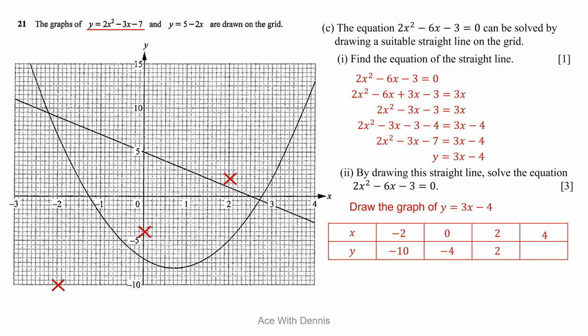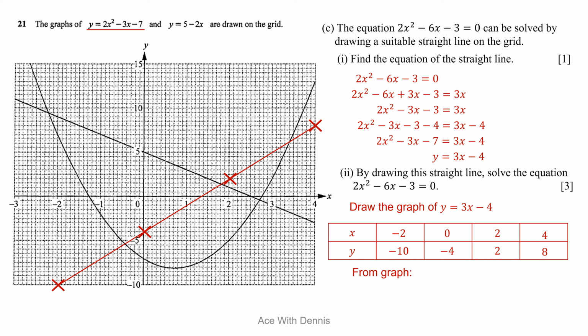Let's choose one more point. When x is 4, we calculate the y value. 3 times 4 minus 4, we get 8. So this point will be the point with the coordinates of 4, 8. And now we join all these points together to draw this straight line graph.